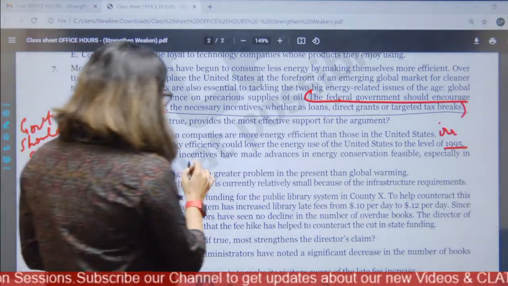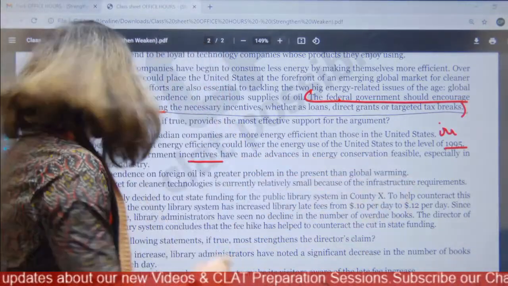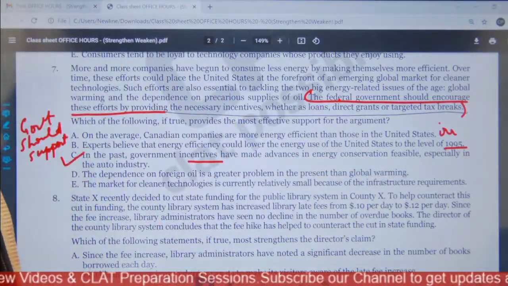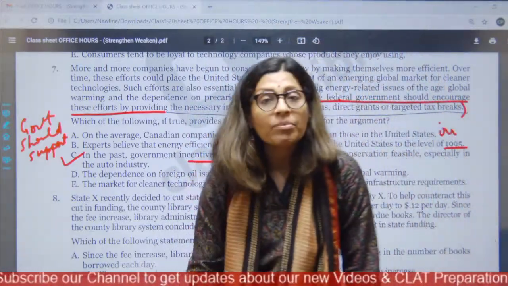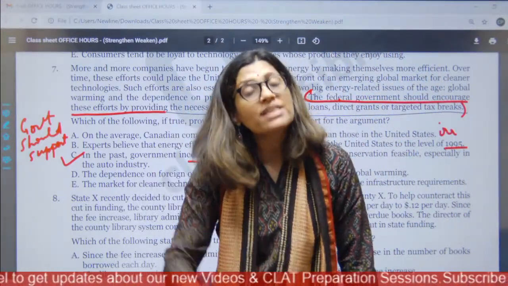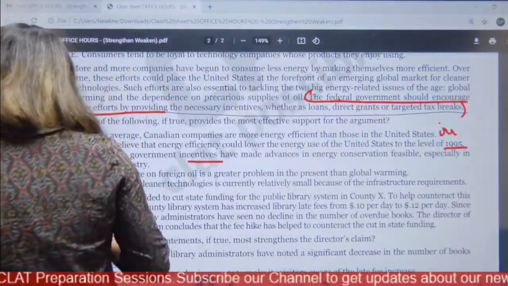In the past, government incentives have helped energy conservation. Now this looks like a best reason. It gives the example of how earlier the government has done something like this. So all the more reason that government should do something like this again. So C becomes the answer.